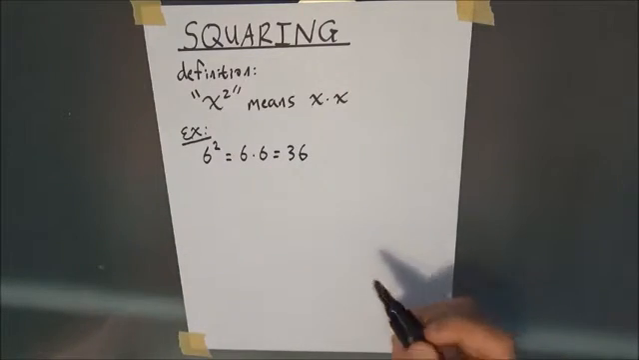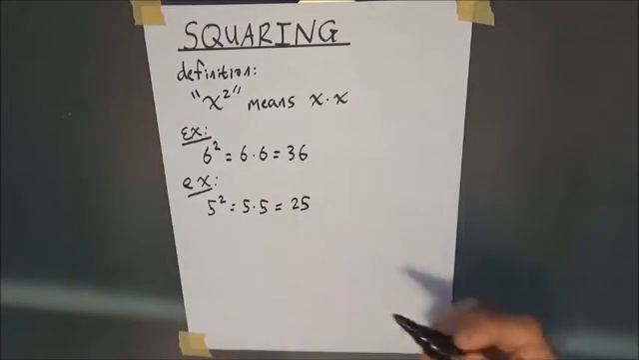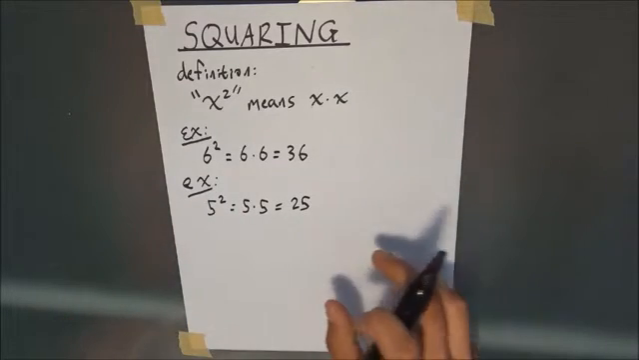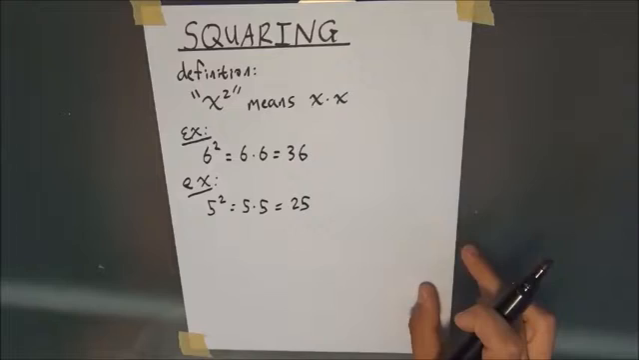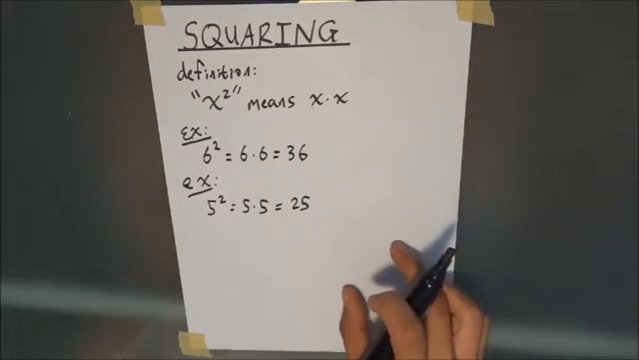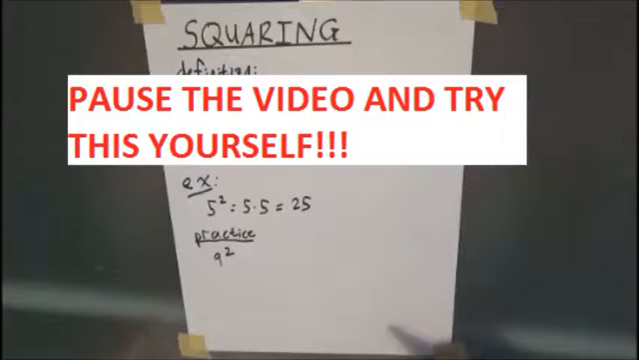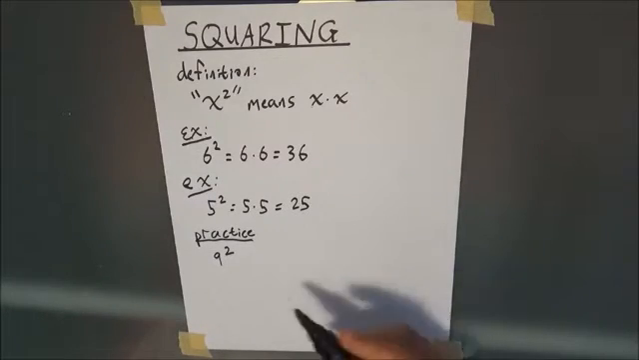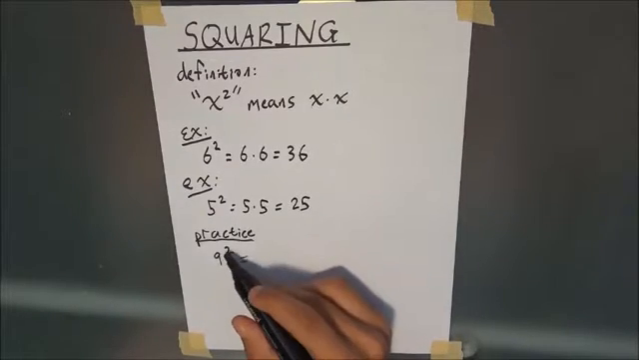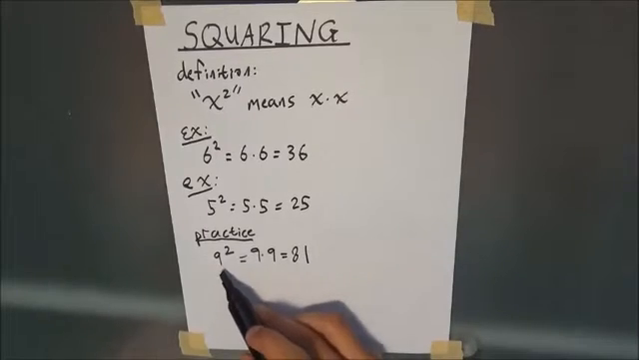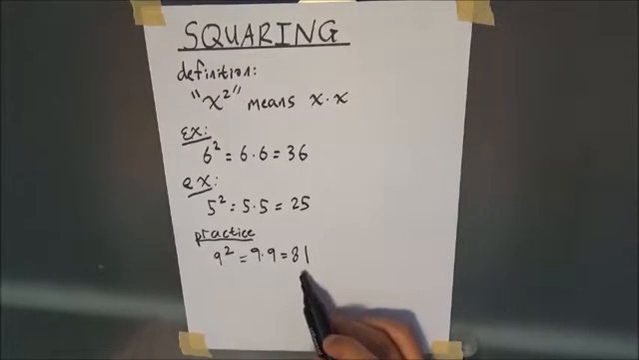Another quick little example. So you can probably see what's going on. I'm going to write another example, and I want you to pause the video and try and figure out what it is before I show you the answer. Okay, so you should have written something like this. Remember, what's underneath the little 2, you multiply it by itself. So 9 squared would be 9 times 9 is equal to 81.